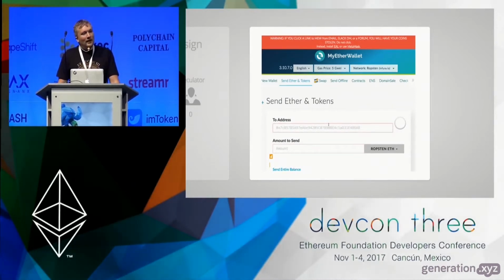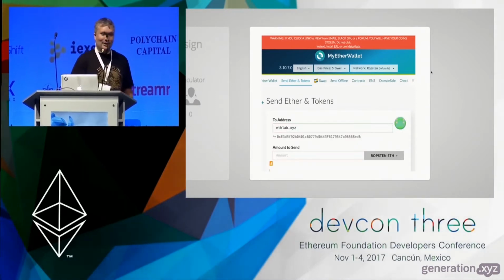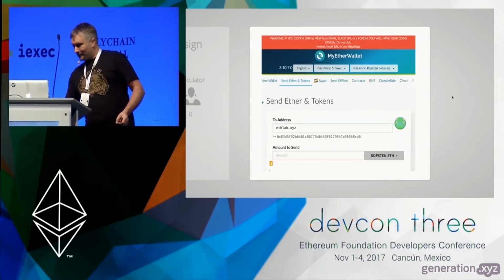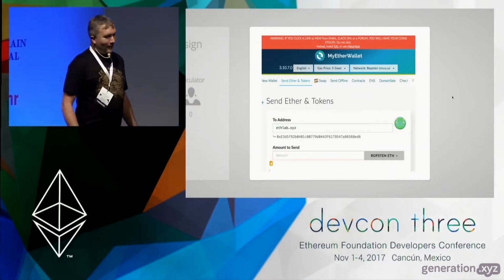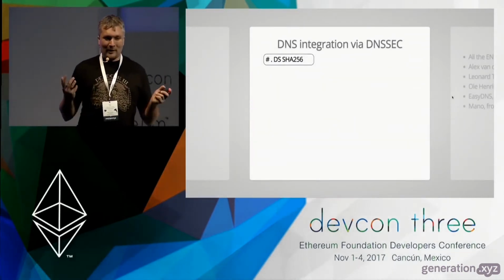As you know, MyEtherWallet has had support for ENS names since day one. What it hasn't had is the support to resolve these names. It's correctly resolving an ENS address for an .xyz domain. And to figure out how this works, we need to take a bit of a diversion and talk about DNSSEC.